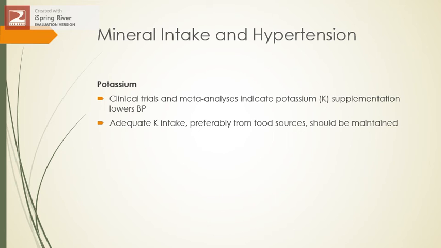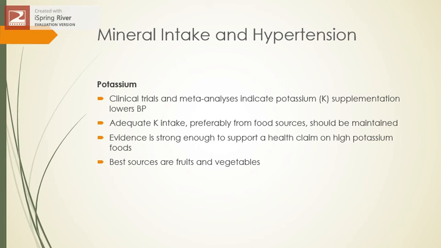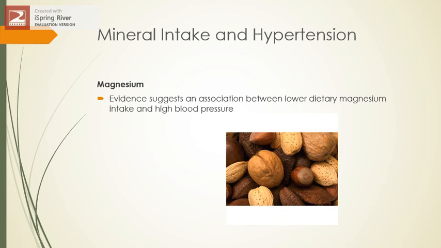in clinical trials, there is shown to be a relationship between increased potassium and lower blood pressure. And there is enough evidence that basically high potassium foods are healthy and related to blood pressure that this claim can be made. The best sources of potassium are fruits and vegetables. Bananas in particular seem to get a reputation for having a lot of potassium, but really any fruits and vegetables.